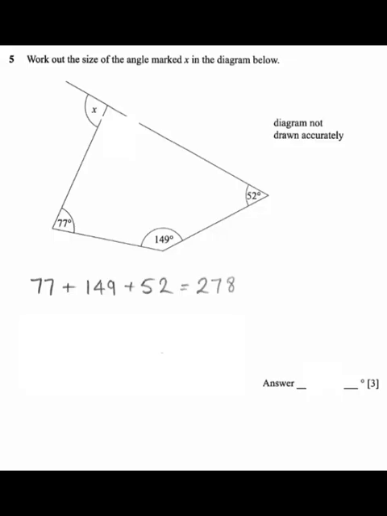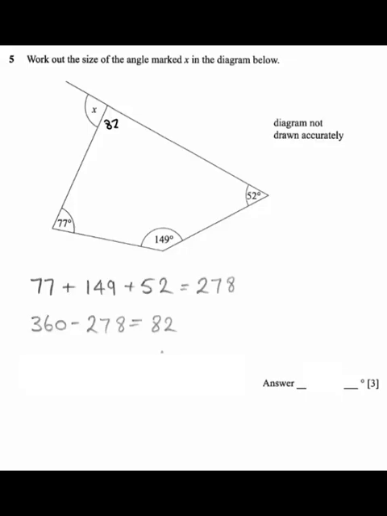The next step you would do is to do 360 take away 278. That's because all the angles inside a four-sided shape add up to 360. So to find the missing one, this is what we do, and we'll find that this one here is 82.